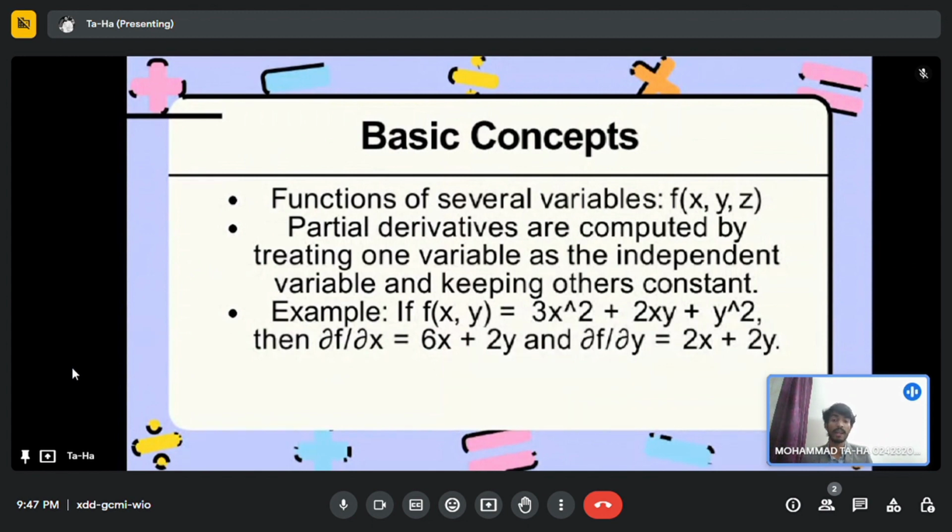If we look at the law of differentiation, d/dx of x to the power n equals n x to the power n minus 1. So from this we can easily get 6x plus 2y, and ∂/∂y of f also follows the same rule.